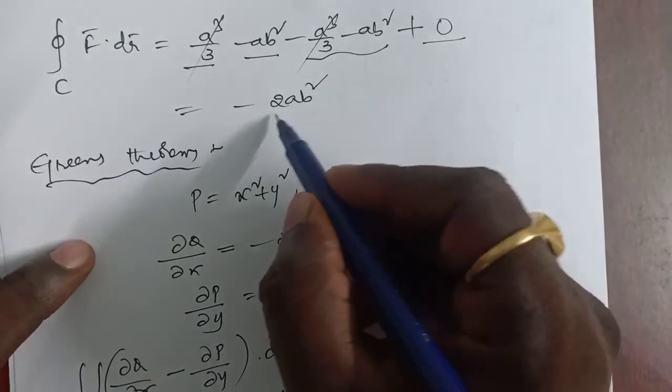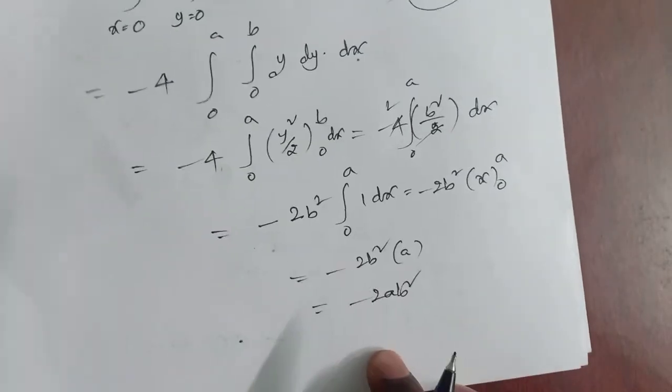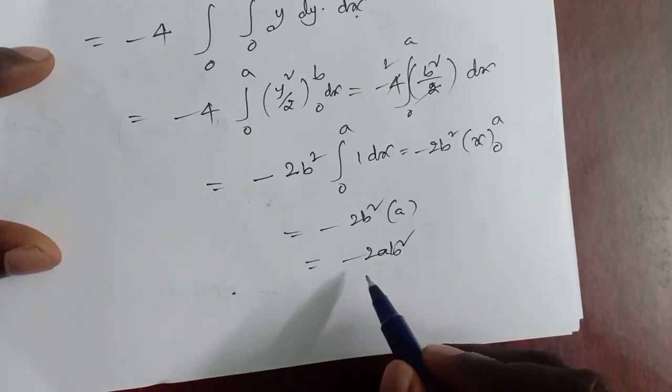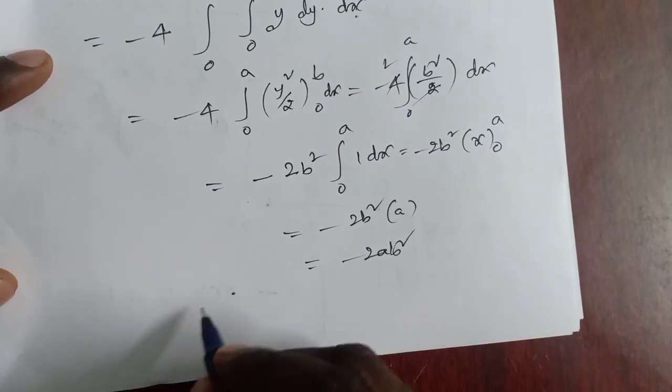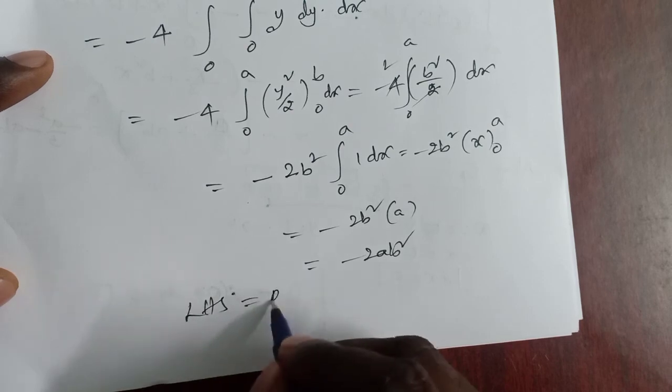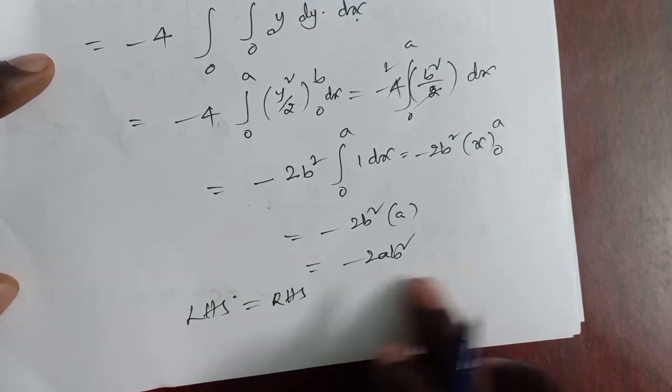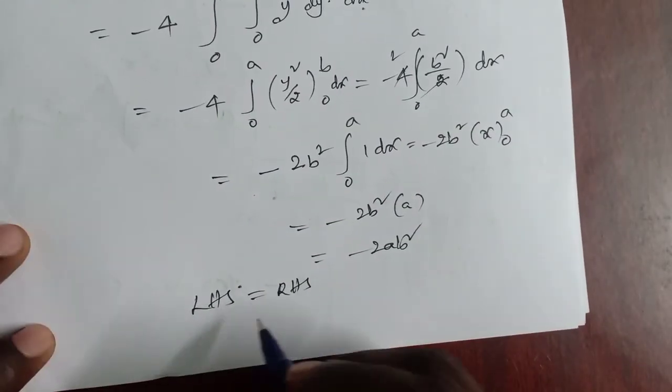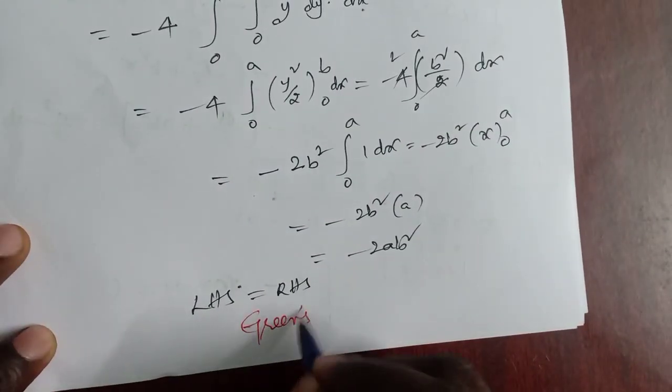Now from the line integral, what we get is minus 2ab square, and from this we get minus 2ab square. So LHS is equal to RHS. The line integral equals the double integral from Green's theorem. So clearly, since LHS equals RHS, Green's theorem is verified.